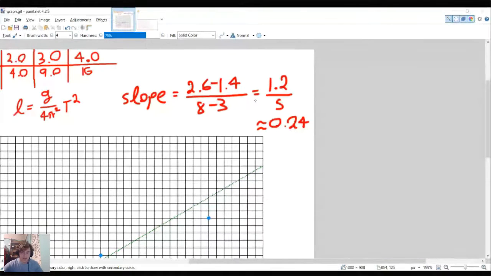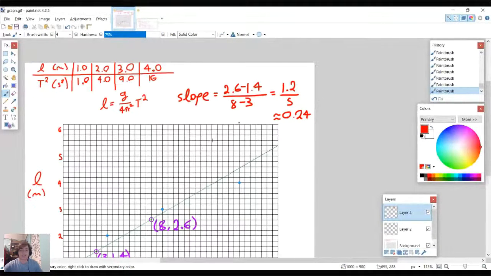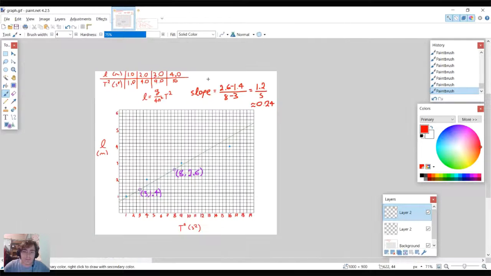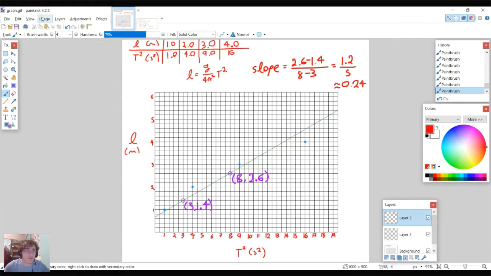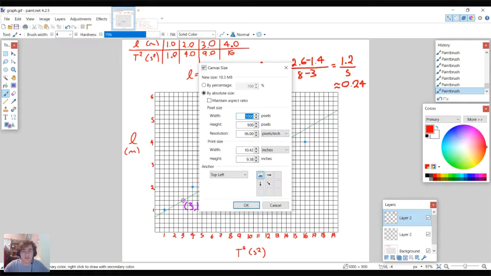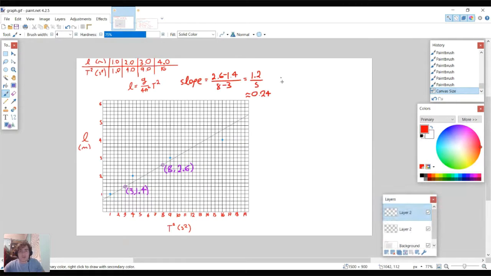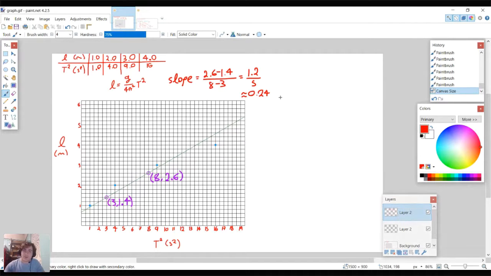Is that answer right? No. Another place where you're going to lose points. We'll expand the canvas a little bit so I can work with this. Make the width 1500. There we go. This is not just 0.24. This has dimensionality to it.